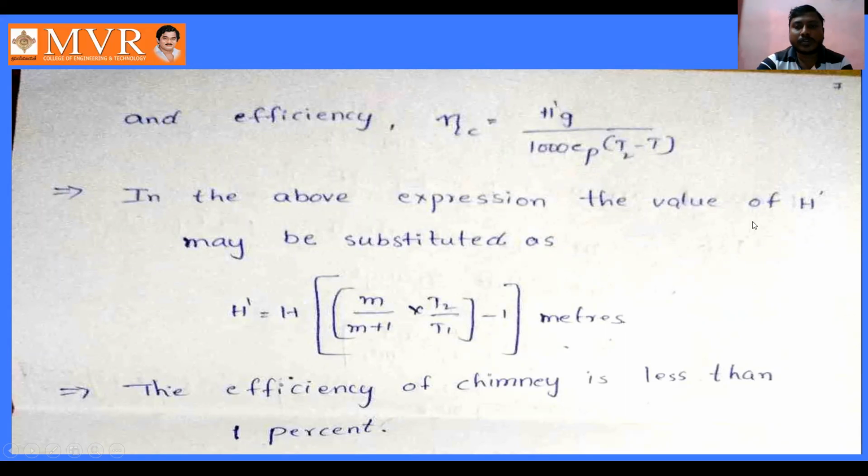In the above expression, the value of H dash may be substituted from the height of the chimney: H dash is equal to H into M by (M plus 1) into T2 by T1 minus something. We can use this equation in place of H dash and get the efficiency of the chimney. The efficiency of the chimney is less than 1%, as we have studied.